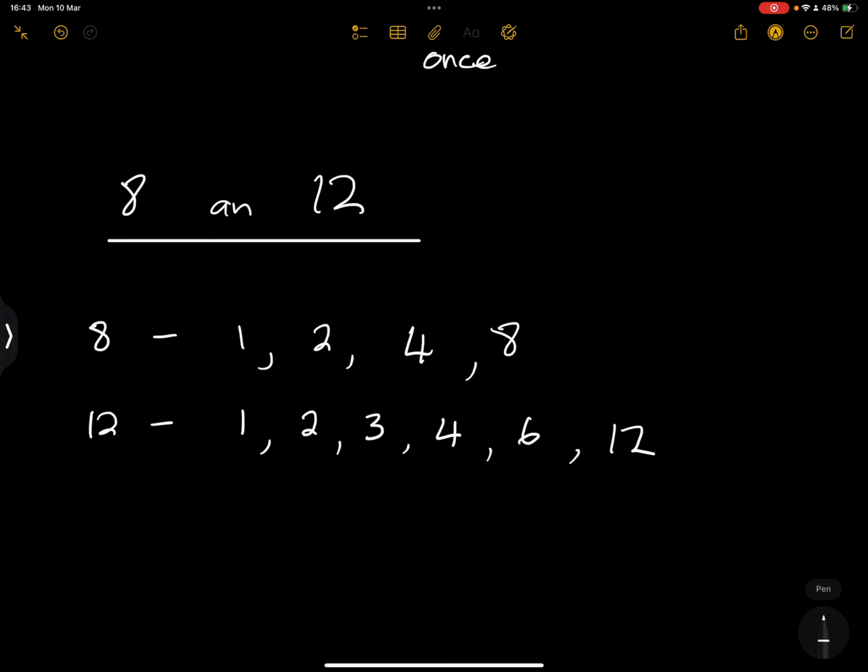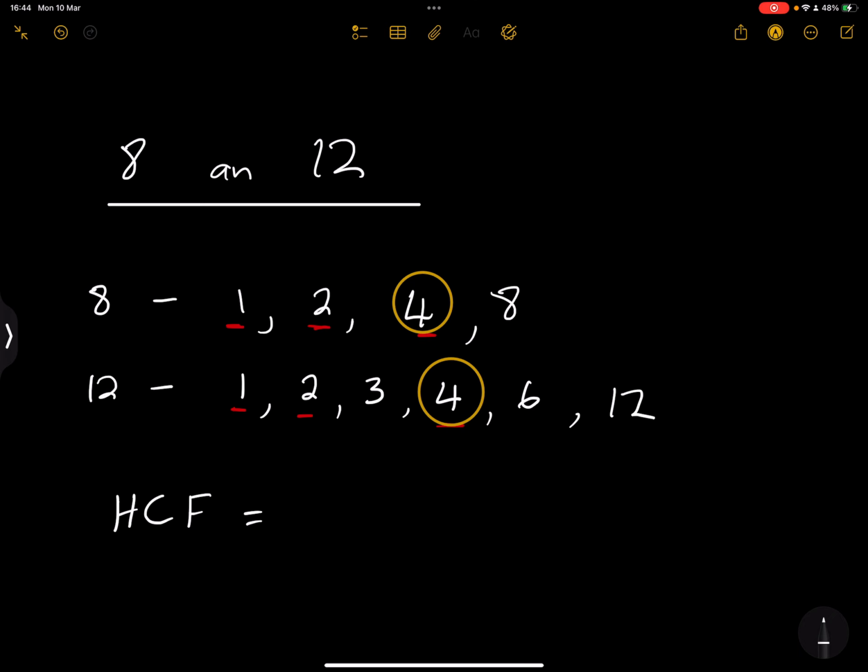Now the question is, which factor is common between the two? Well, the factors that are common are 1 and 1, definitely, 2 and 2, 4 and 4. But which one amongst these is the highest? That's definitely 4. So the highest common factor between 8 and 12, and we use the acronym HCF for highest common factor, is 4.